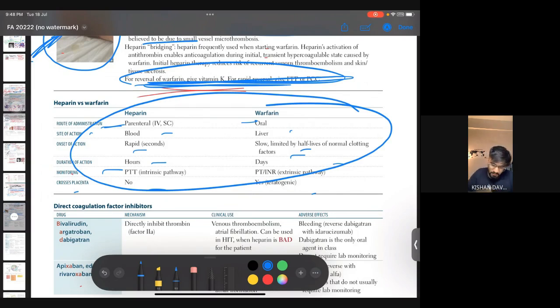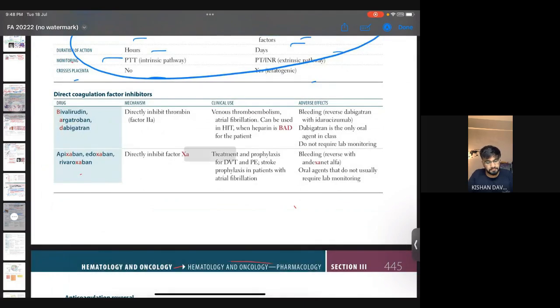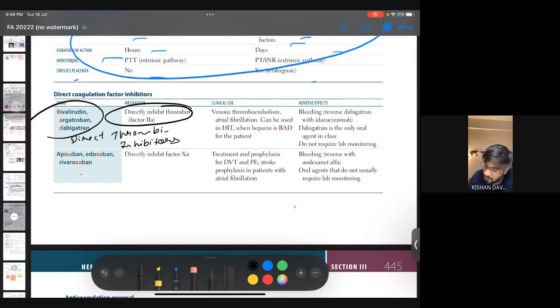Okay, coming to direct coagulation factor inhibitors. First one is direct thrombin inhibitors. Mechanism, you must remember the drugs, and it can be used when heparin is not usable.